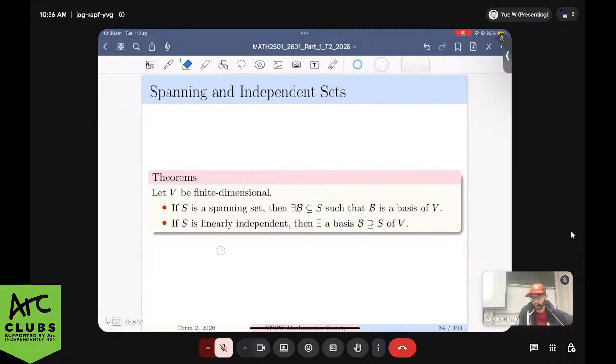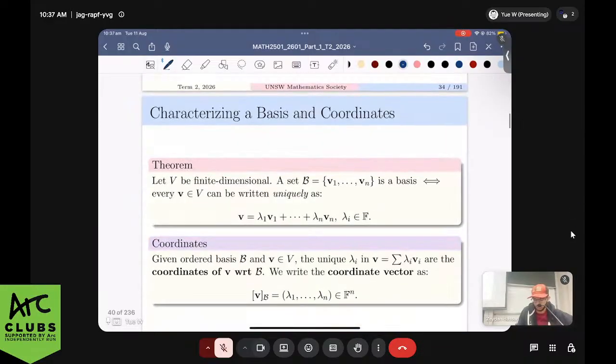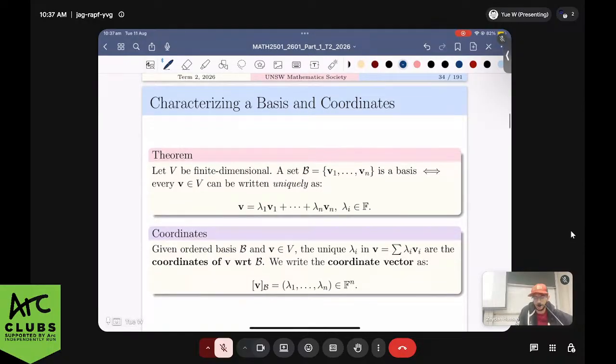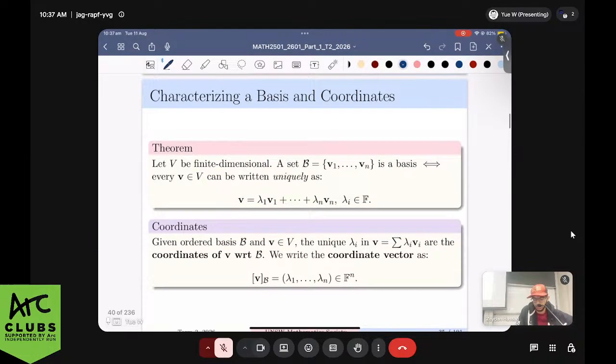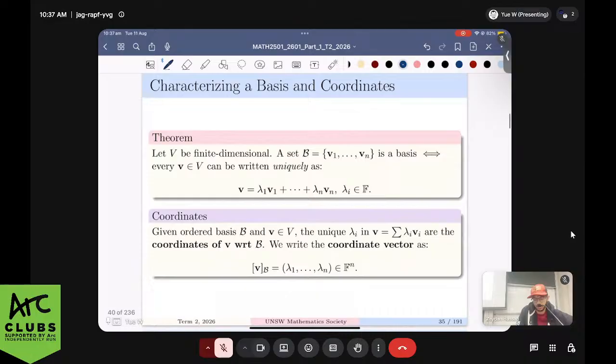This is saying that you can extend an independent set to a basis. So it's possible to add elements to an independent set to make it a basis. So that would keep it independent and also make it spanning. So this is pretty useful. Okay, so if you have a basis, then any combination of that basis is unique.